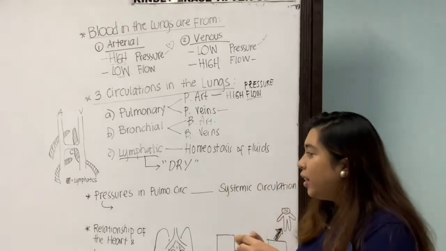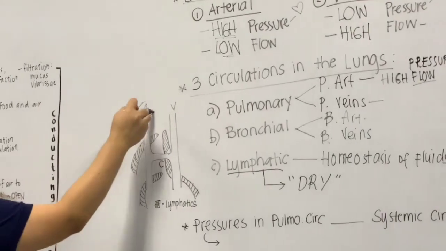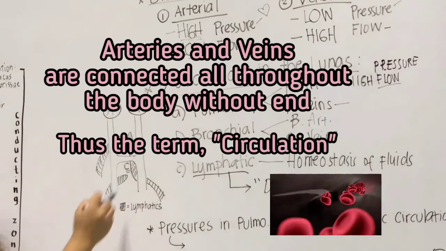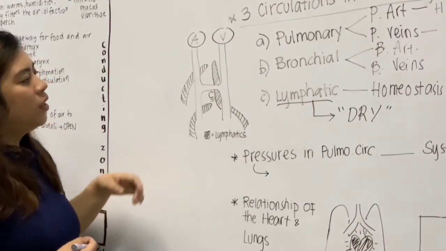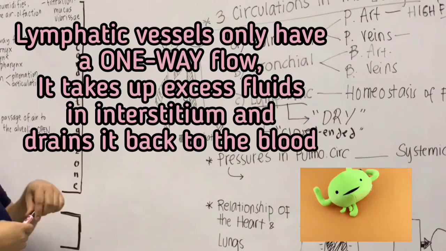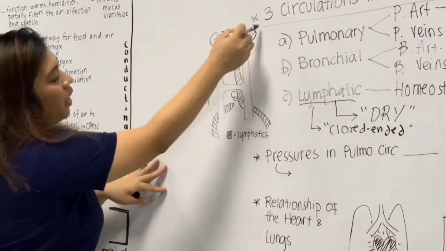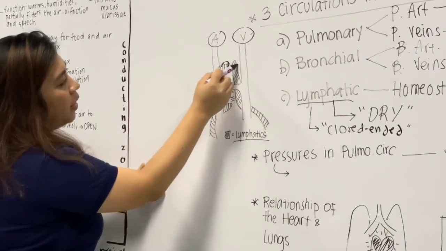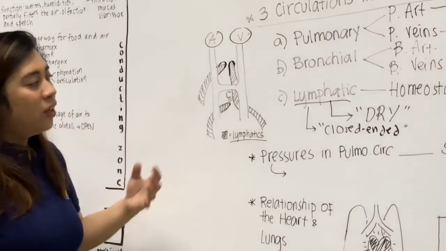If we take a look at this little diagram we have here, basically this is your artery and this is your vein. Where they meet in the middle, you have your capillary. Your lymphatic vessels are considered to be closed-ended. So what this means is that, if you take a look at this, again, this is your artery, this is your vein, and these here are your lymphatic vessels. As you can see, they are closed-ended.